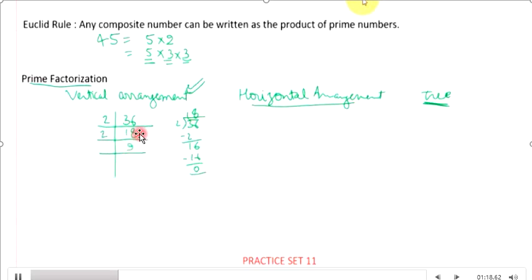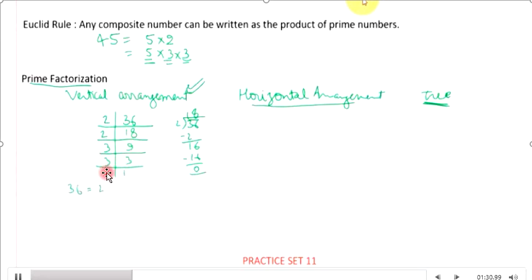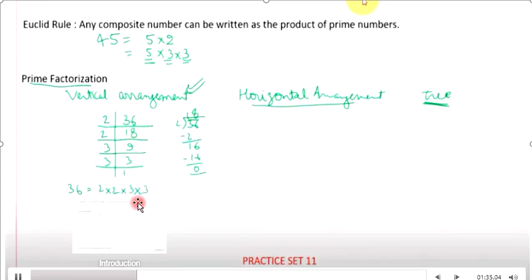2 9s are 18, and 9 is a number now that will be divisible not by 2 but by 3. So 3 3s are 9 and 3 1s are 3. So these are all the factors of 36, and when writing factors I will write them in the product form like this: 2 into 2 into 3 into 3.